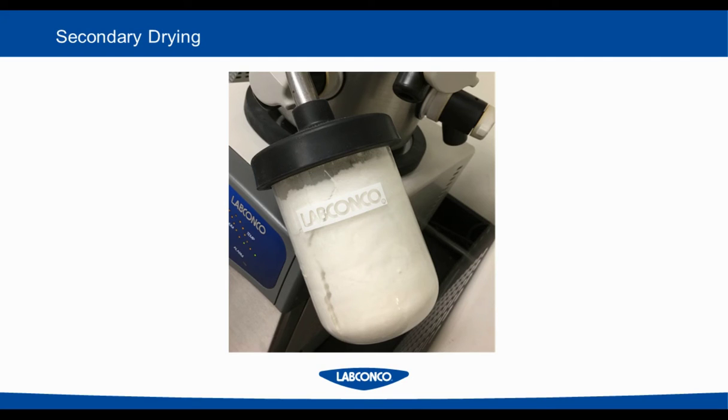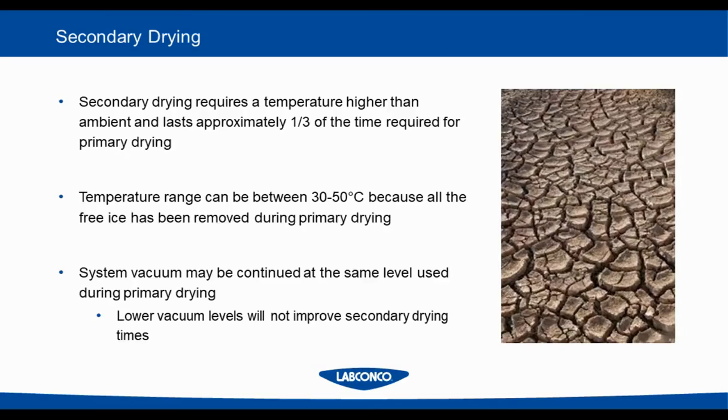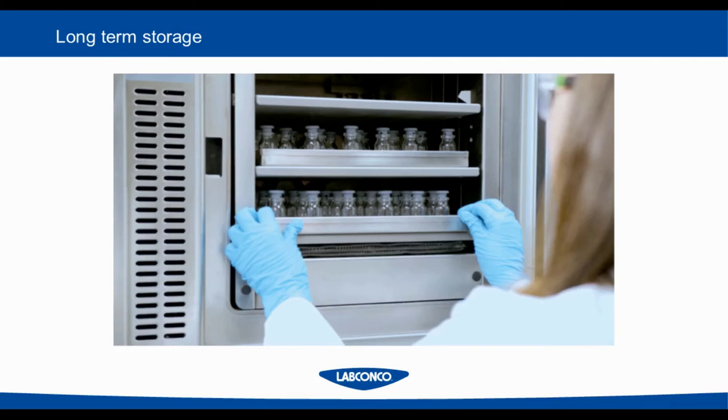Secondary drying removes the final 7 to 8% of moisture that primary drying did not remove. It adds additional heat to drive the freeze-dry process. Secondary drying works best using controlled heat on product shelves, but can be done in flasks by adding additional insulation to warm the flask. The temperature can be as high as 50 degrees C during secondary drying because the free ice is now removed. Maintaining the same vacuum pressure is advised as lower vacuum levels will not speed up the process. Samples can be stoppered under vacuum or nitrogen for long-term storage after the freeze-dry process is complete.